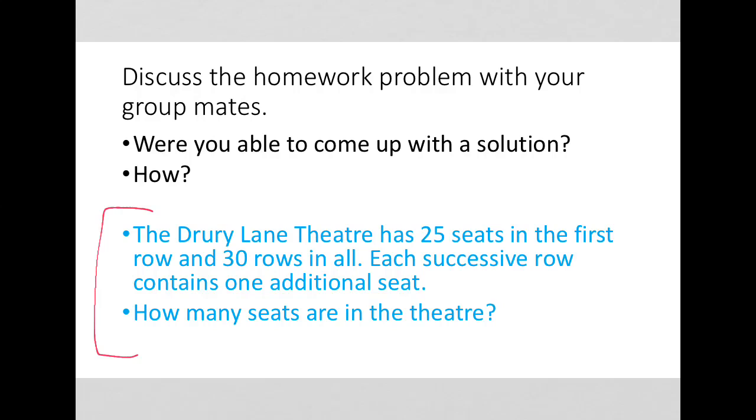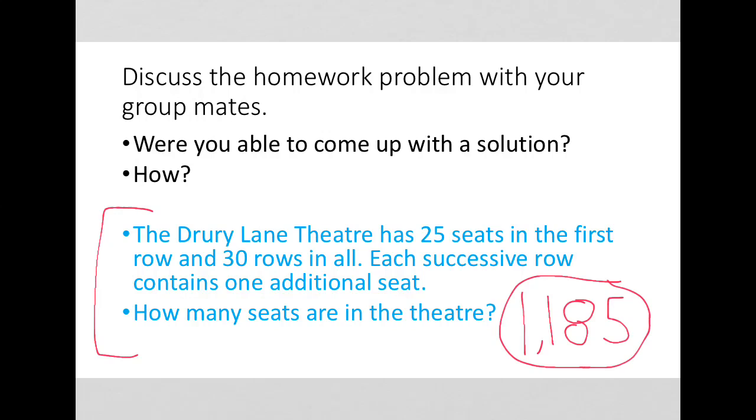The Drury Lane Theater has 25 seats in the first row and 30 rows in all. Each successive row contains one additional seat. How many seats are there in the theater? And again, the answer was 1,185, and I was interested in how you got that answer.